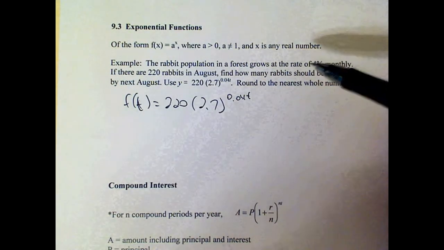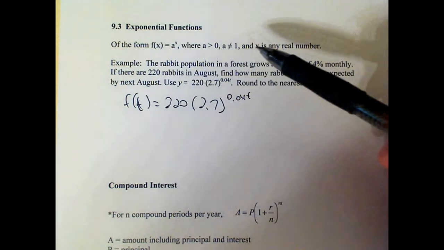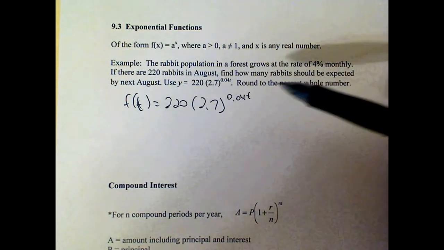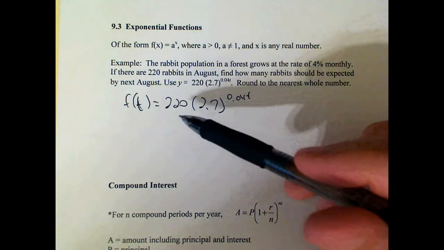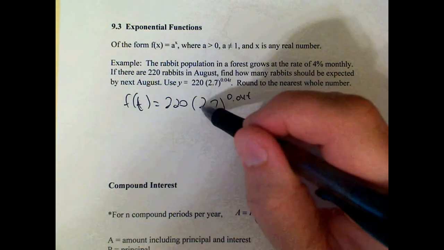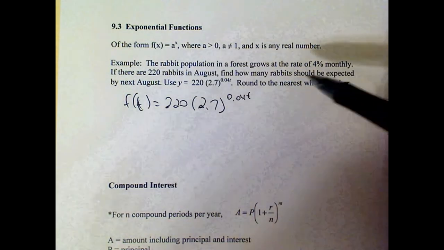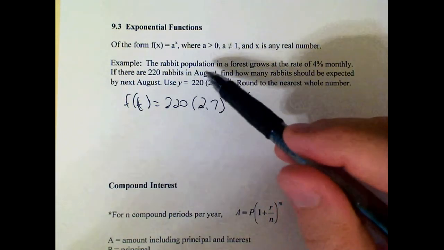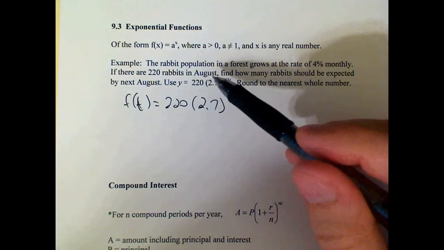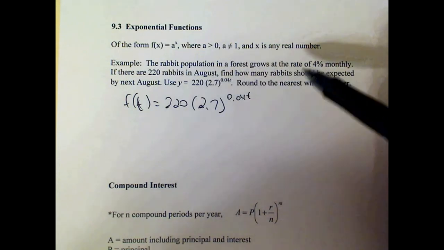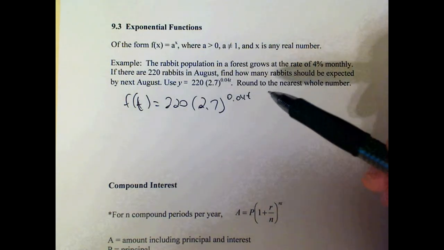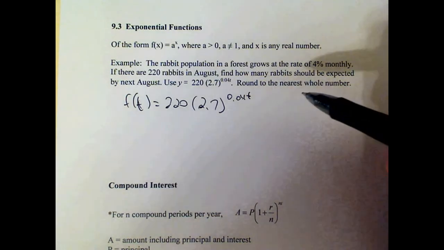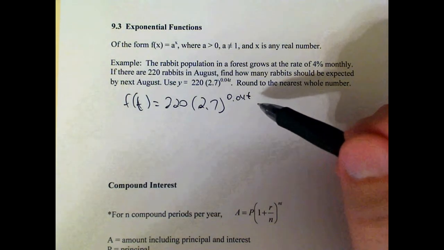But look at this one right here. It says that there are 220 rabbits in August. Find how many rabbits should be expected by next August. 220 is already accounted for in the equation, or in the function. But right now, if there's 220 in August, that means that we're starting with August of one year, and we want to know how many more rabbits there are by next August. So you have to use some real life thinking to be able to figure out how much time has elapsed.